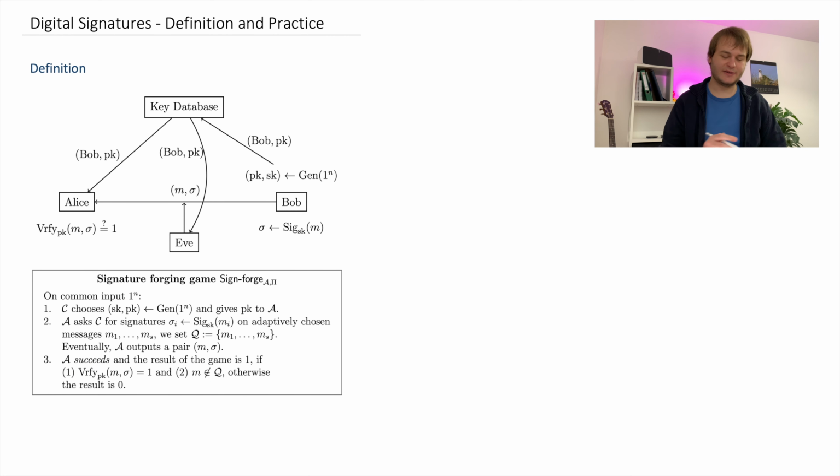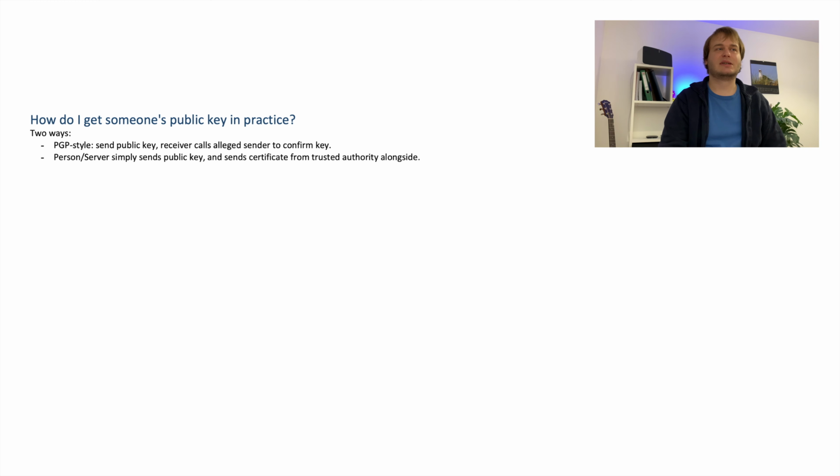So let's talk about this definition a little bit and go a little bit closer to practical applications of digital signatures. In particular, I want to talk about this key database here. So for digital signatures, we always have this idea that if I generate a public key, I can just publish it to everyone and everyone just magically knows what my public key is. In practice, of course, that doesn't really work this way. So my question is, how do you get someone's public key in practice?